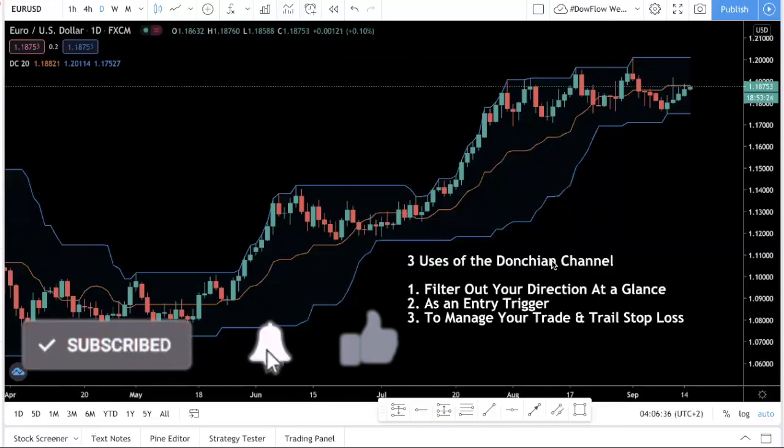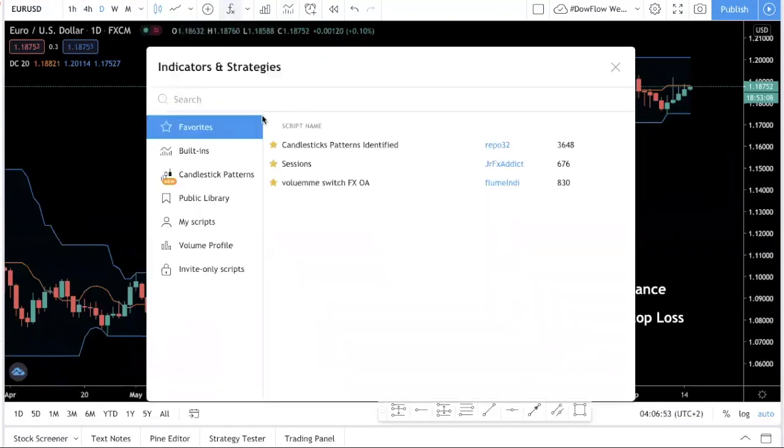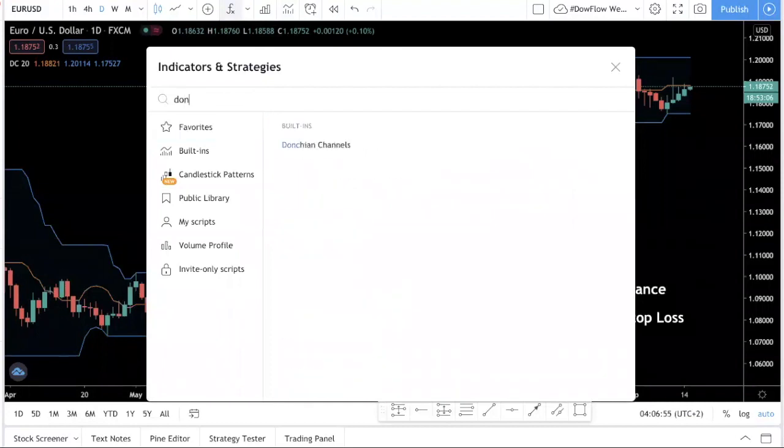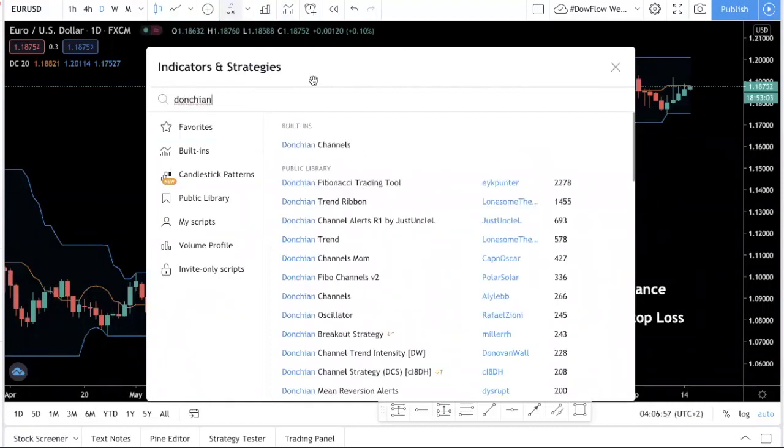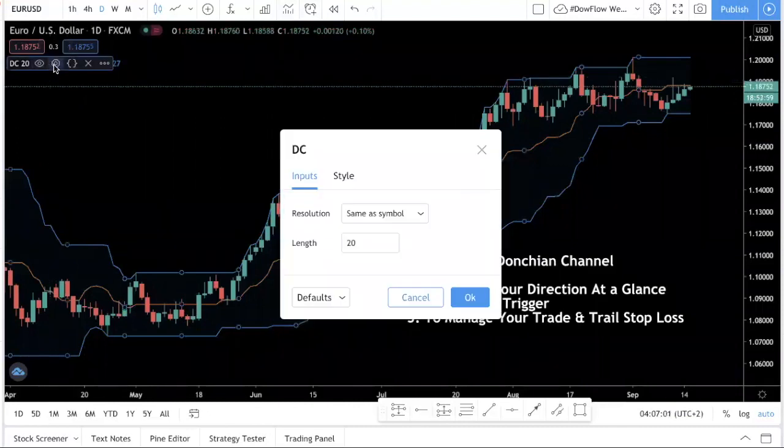Okay, it's a very powerful indicator if you know how to use it. So in today's video, I want to show you what it is and how to use it. Now, the Donchian channel, if you want to use it, the first thing you want to do is come over to Trading View. Okay, this is a free indicator. So the first thing you want to do is click on indicators and strategies, and you just spell it out. All right, Donchian channel. Just click this one, and you should see an indicator such as this.